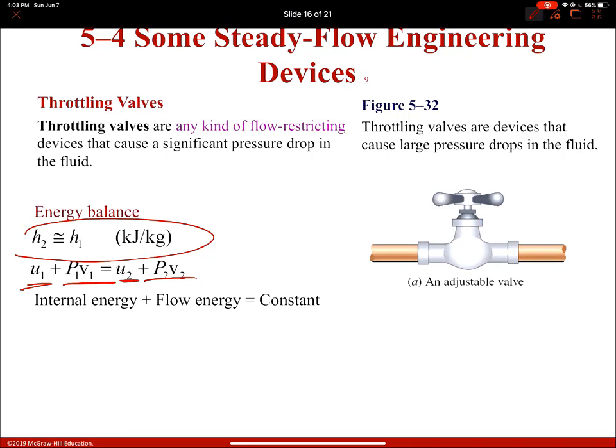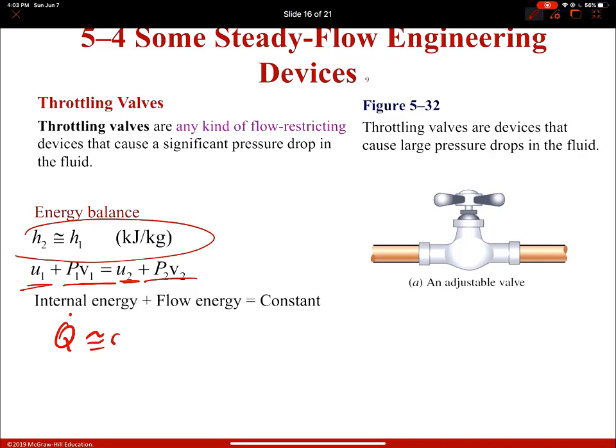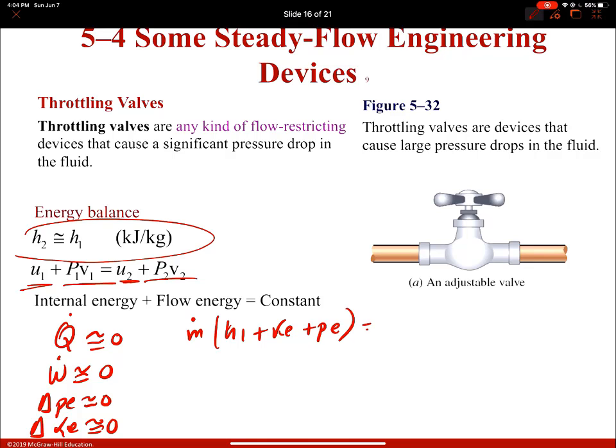Okay. What do we know about the valve is that the rate of Q equals 0. They don't produce any work. Delta PE is close to 0. Delta KE is also close to 0. So if I keep solving the equation, I have mass flow rate that multiplies H1 plus KE plus PE is equal to mass flow rate H2 plus KE plus PE.